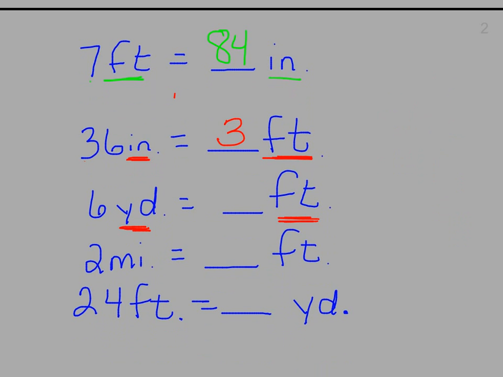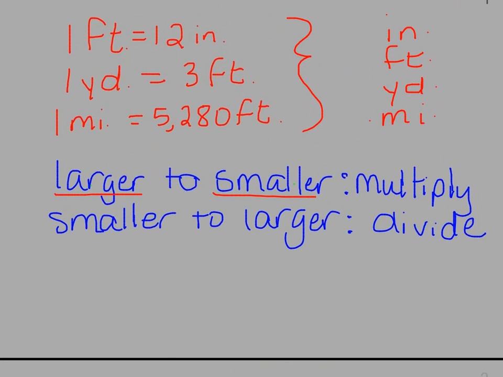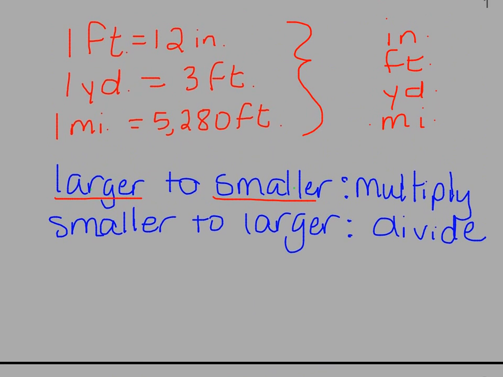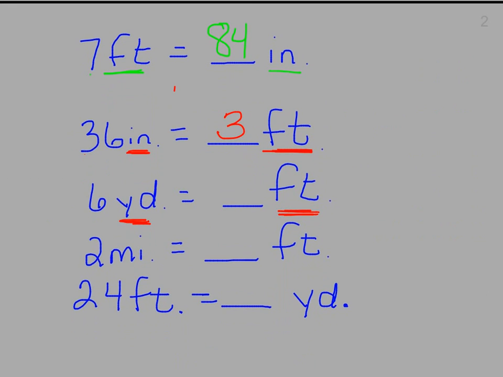Yards are bigger than feet, and going from bigger to smaller, larger to smaller, means multiply. The conversion for yards to feet is 1 yard equals 3 feet. So if we're multiplying and 1 yard equals 3 feet, then 6 yards to feet would be 6 times 3. That would be 18 feet.